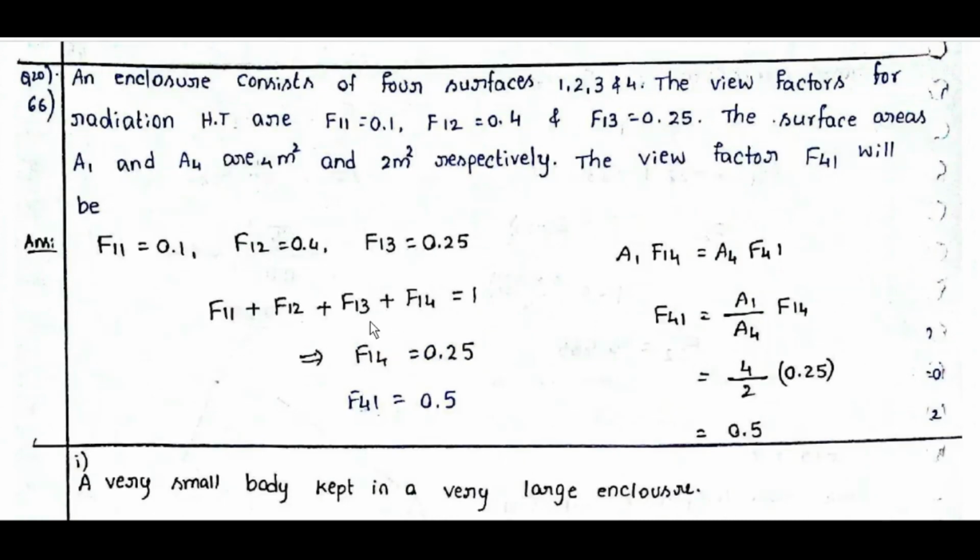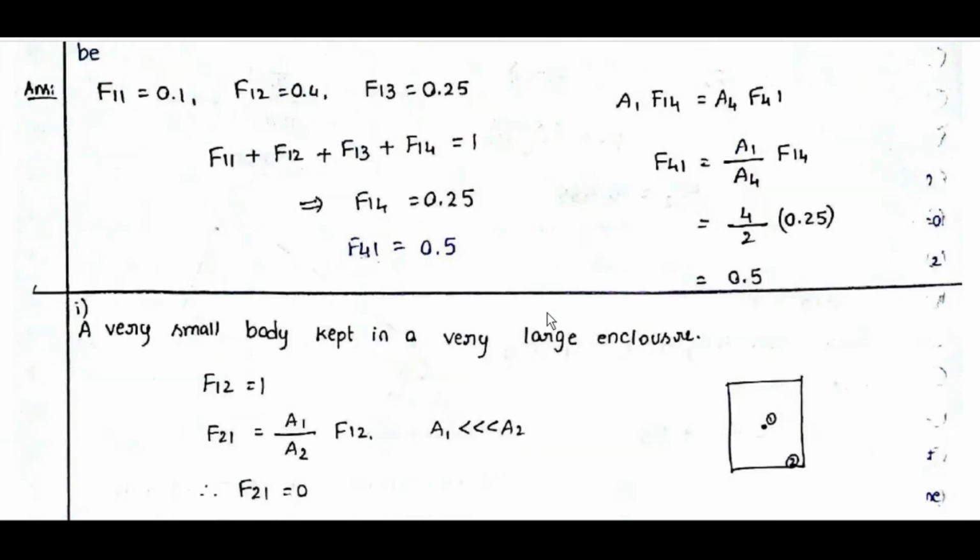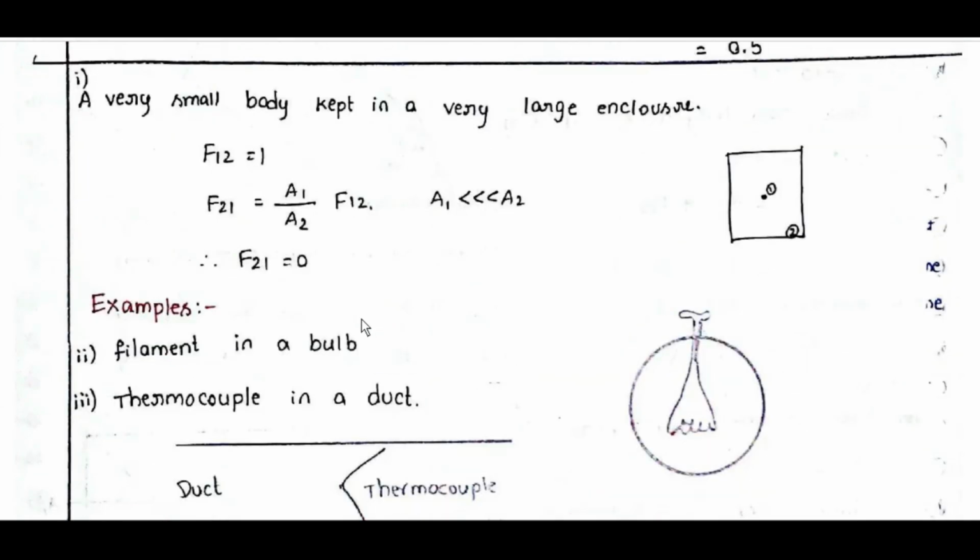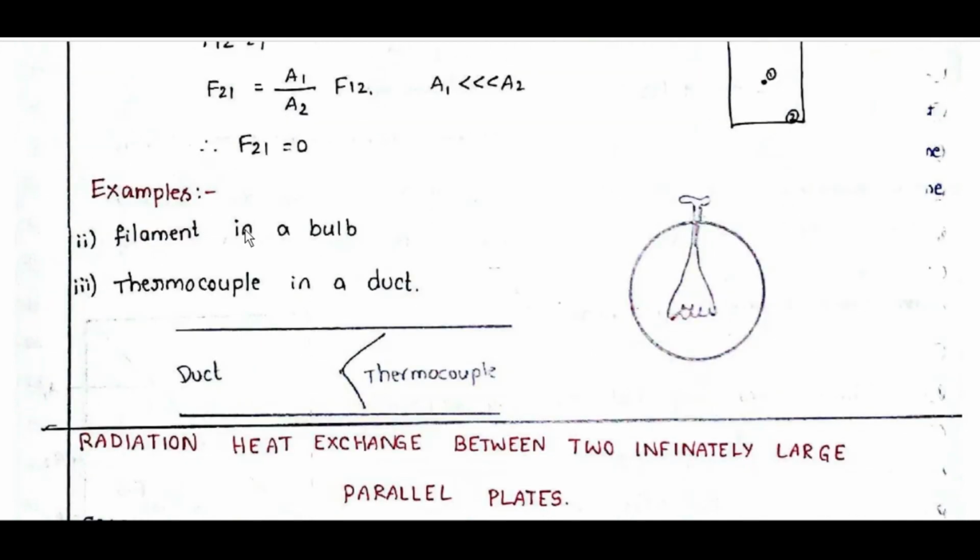Using those two principles only, you can get the area and summation rule. A very small body kept in a very large enclosure: F12 is equal to 1. F21 is equal to A1 by A2 into F12. A1 less than A2, so F21 is approximately equal to 0. Examples: filament in a bulb, thermocouple in a duct.